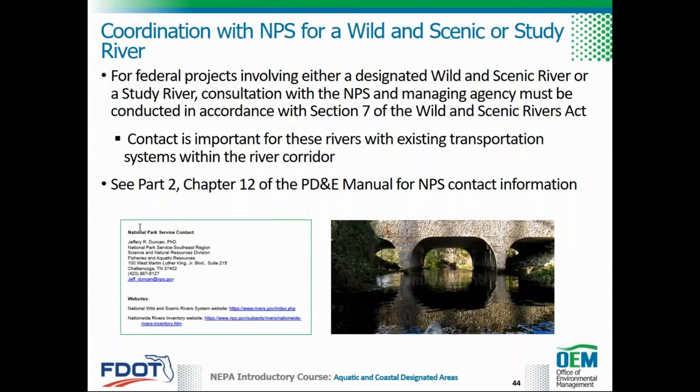For federal projects involving either a designated wild and scenic river or a study river, consultation with the National Park Service and managing agencies must be conducted in accordance with Section 7 of the Wild and Scenic Rivers Act. Establishing this contact is especially important for these rivers with existing transportation systems or those with potential for expansion within the river corridor. NPS contact information can be found in Part 2, Chapter 12 of the PD&E manual.